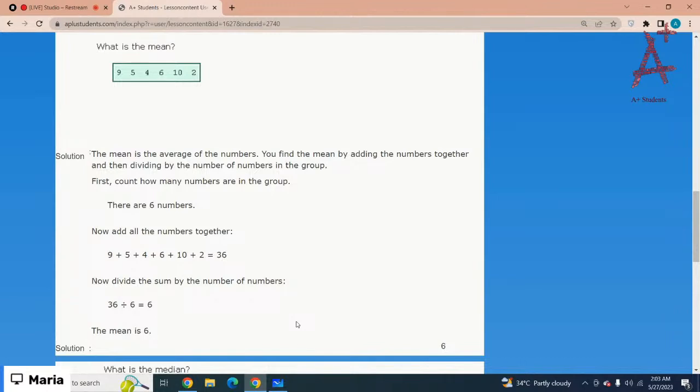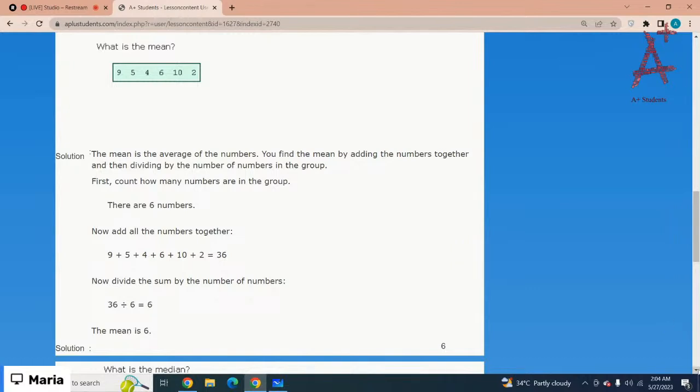Got it? So when you add them, 9 plus 5 plus 4 plus 6 plus 10 plus 2, they make 36. So you have to do 36 divided by 6. Got it? That's how you calculate the mean.